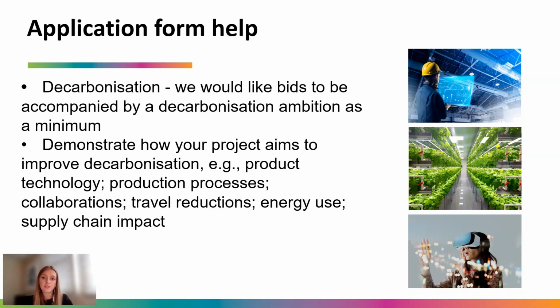The Growing Innovation Fund application form would like you to demonstrate how your project aims to improve decarbonisation in your business. For example, this could be using a particular type of product, technology, production processes, collaborations, travel reductions, energy use, and supply chain impact. So here, the application form is really asking for a holistic approach to all of your operations as to how this project can decarbonise at least one aspect of it.